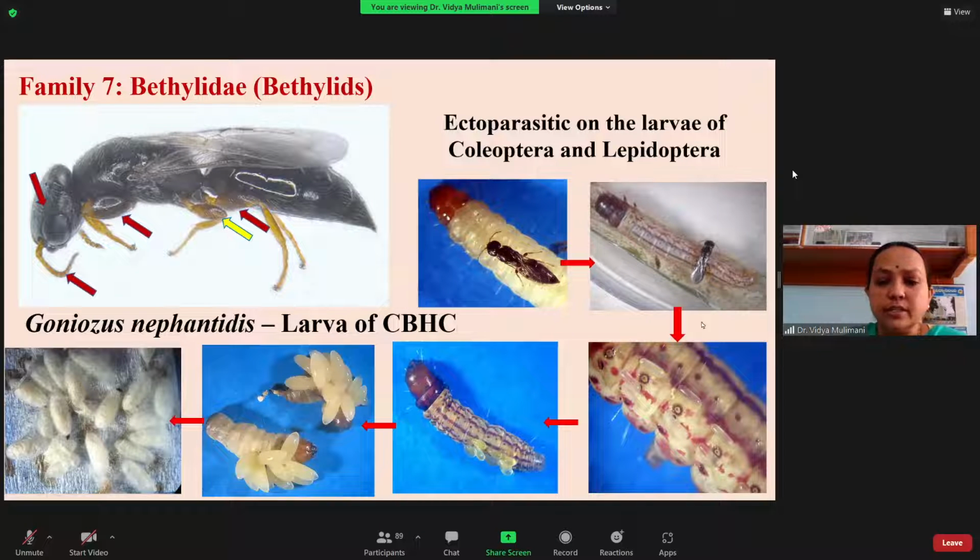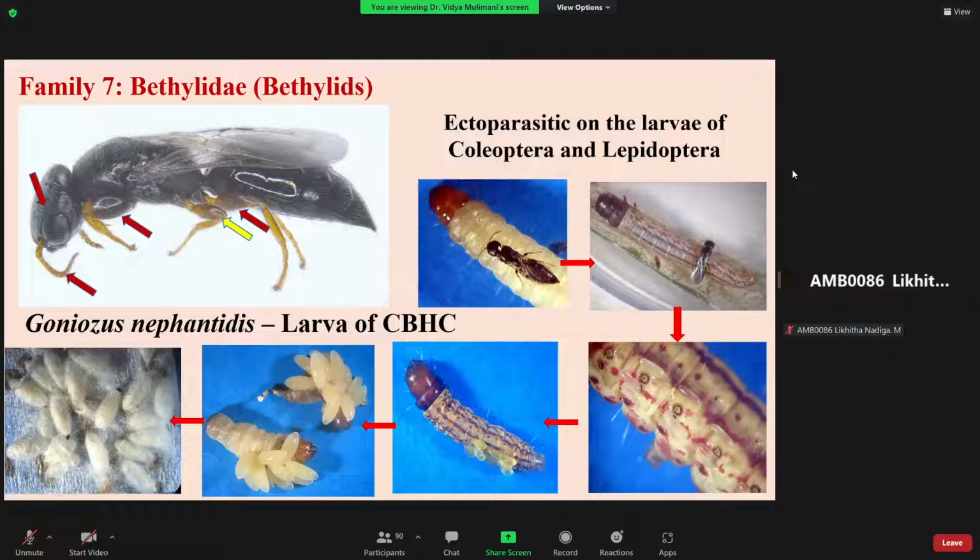So here you can see in these photographs, the female after mating, and also in this Bethylidae, you can differentiate the male and the female mainly based on the size. The female is almost double the size of the male. That way you can easily identify the male and the female of the Goniozus.